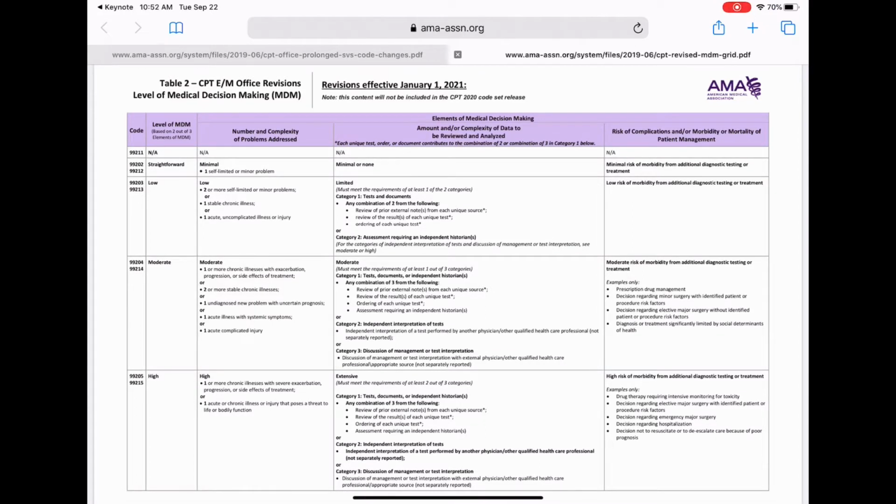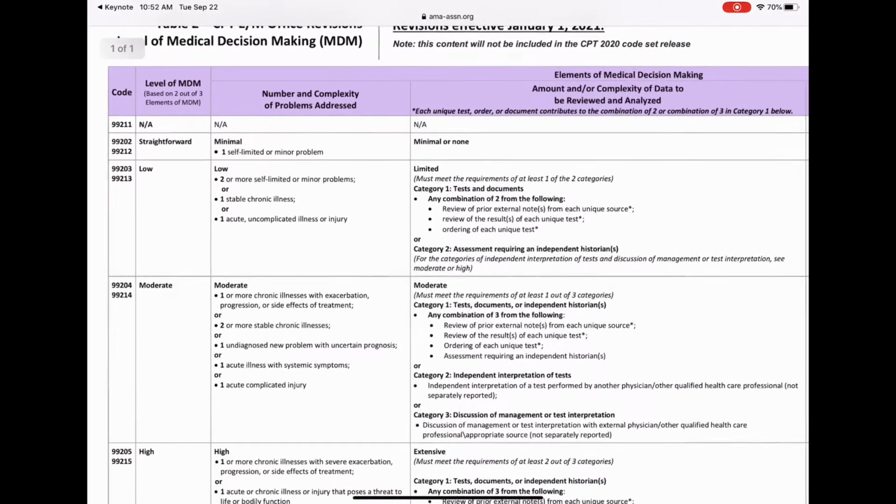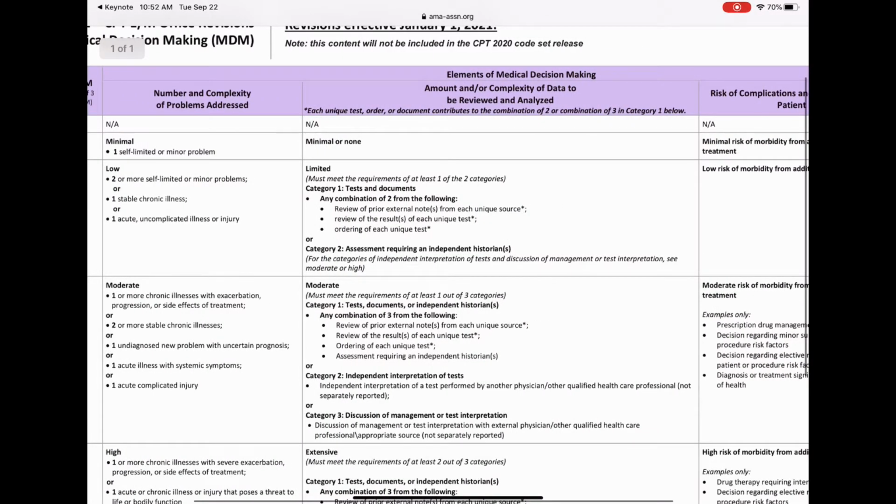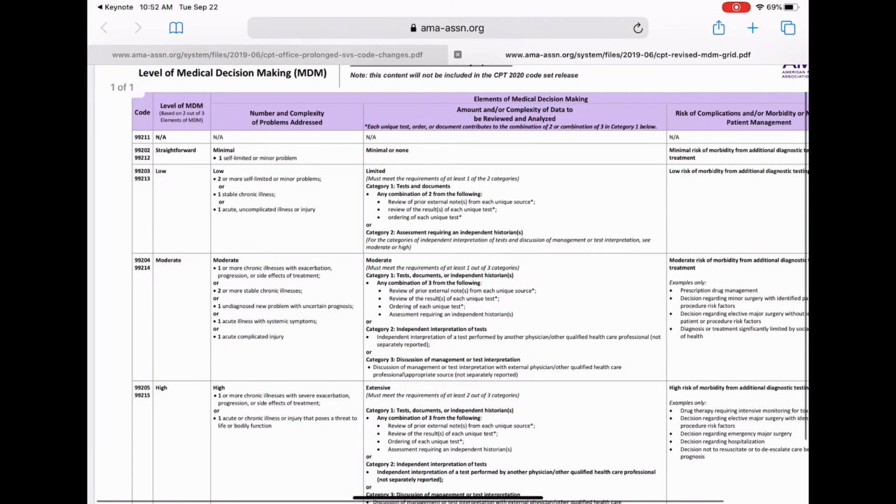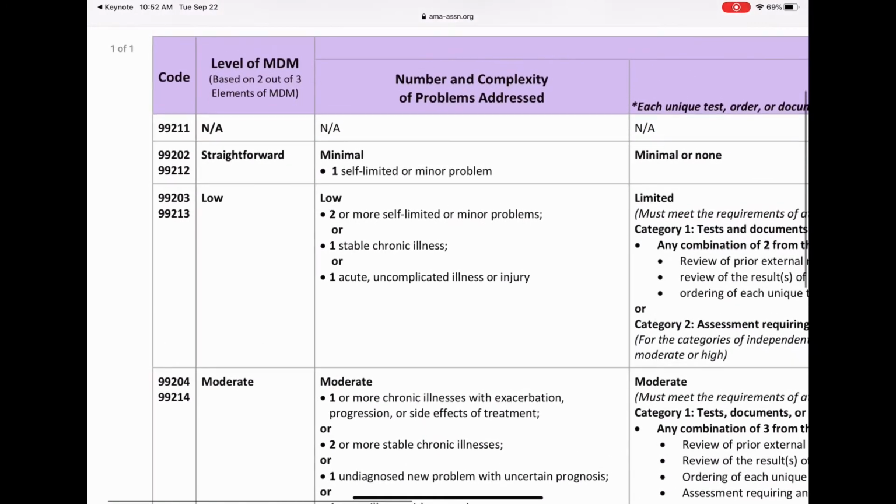So we're going to start with a really quick brief overview of the 5 columns of this table. And what you'll notice right off the bat is you have 5 columns. 2 of them are by themselves, the first 2 on the left, and then you have 3 columns that fall under this header that says elements of medical decision making, and that's going to be important in just a second. So let's just go from left to right, column to column.